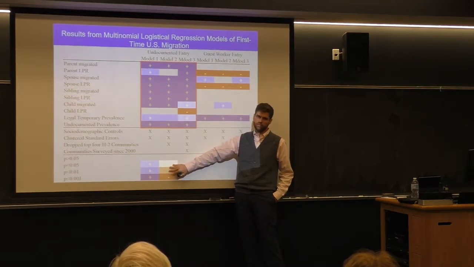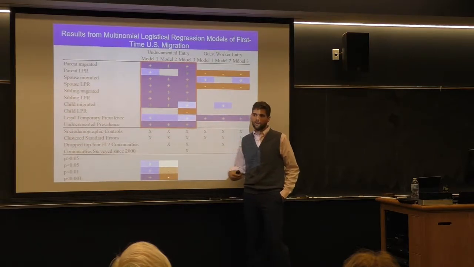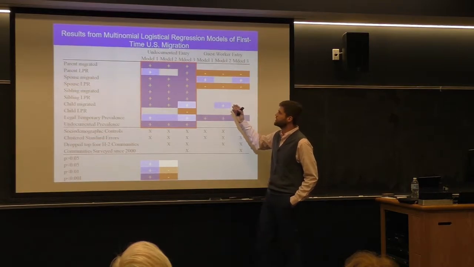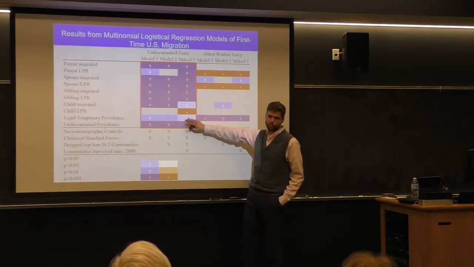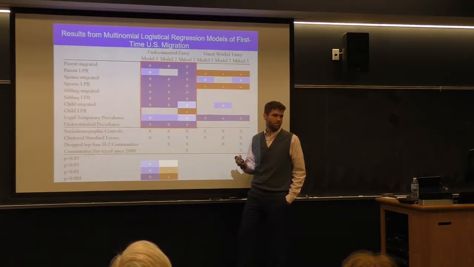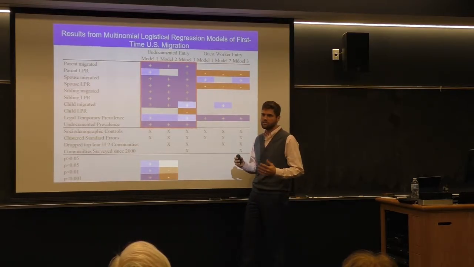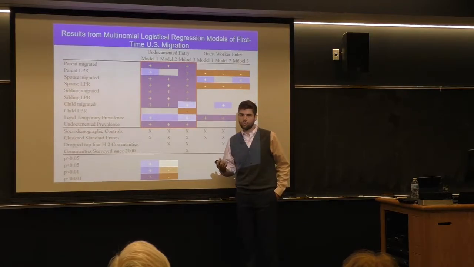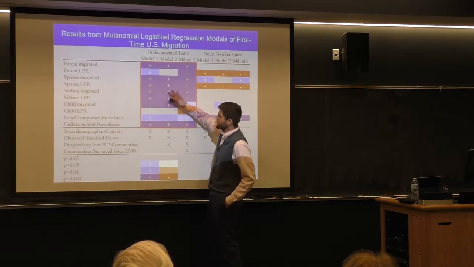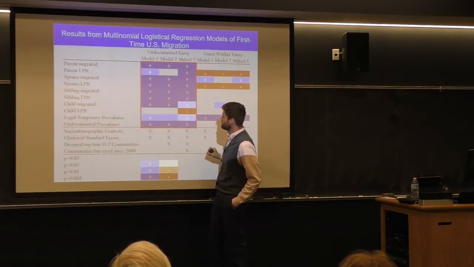And then orange from light to dark is significant associations that are negative. So the first thing to look at for undocumented entry is we find basically what's been found before, that pretty much any general migrant ties, migration experience, connections to existing networks, are positively correlated with an individual's probability of migrating. All these sort of family ties increase the likelihood.